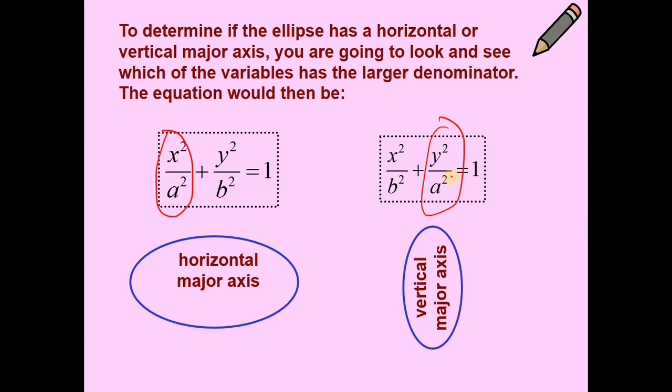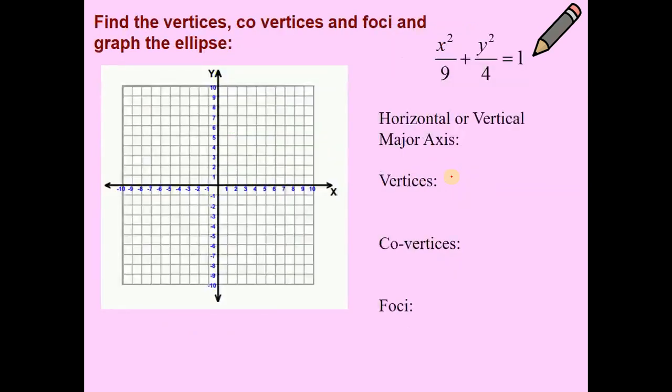Now you're probably saying, I need to see some examples. I agree wholeheartedly. Let's take a look at a couple of examples here. So find the vertices, co-vertices, and foci, and graph the ellipse. So I have the equation x squared over 9 plus y squared over 4 equals 1. Now, first question we need to answer, is it a horizontal or a vertical major axis? Well, I look and see who has the larger denominator. Well, x has the larger denominator, right? So that tells me that I'm going to have a larger distance in the x direction, which tells me I have to have a horizontal major axis.